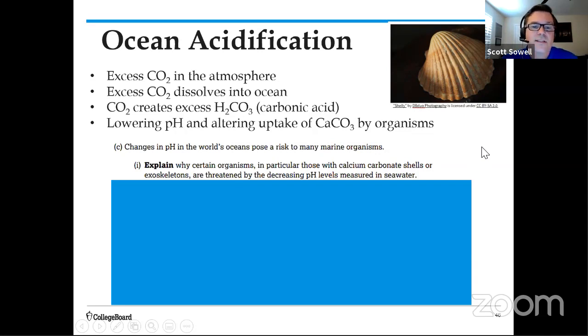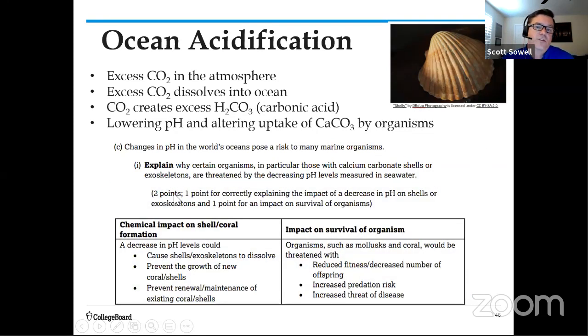So the answers to this would be, this is worth 2 points. 1 point for correctly explaining the impact of a decrease in pH on shells or exoskeletons, and 1 point for an impact on the survival of the organisms. So you could say the decrease in the pH caused the shells to dissolve, and it's hard for them to add new growth or new calcium carbonate onto their shells.